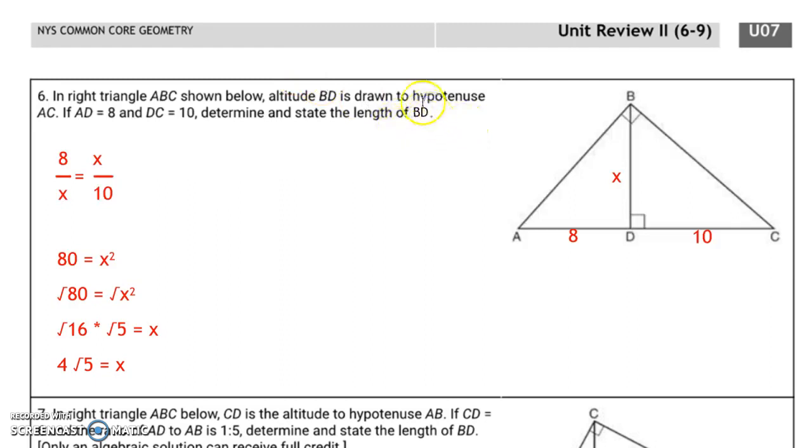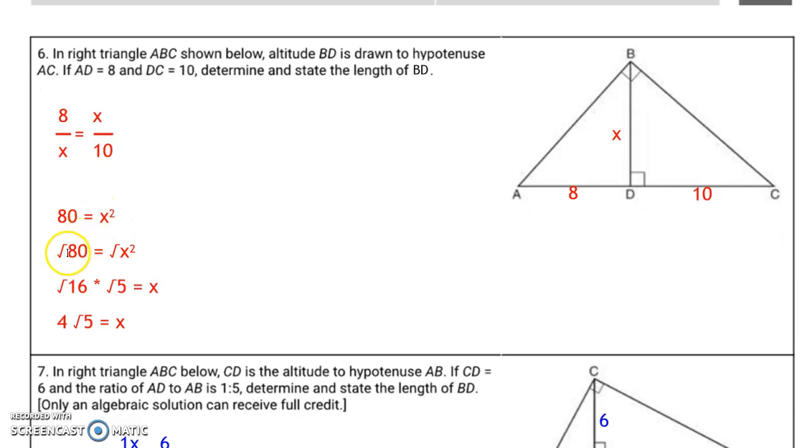This one was fairly straightforward. It gives us these two measures, and it asks us to find BD. So we set up the proportion with the altitude in its diagonal here. We cross multiply, and then we find we can't take the square root of 80 easily. But what we can do is break it into one perfect square, the largest perfect square that goes into 80, and also the leftovers. So 16 times 5, as you know, is 80. We also know that the square root of 16 is 4, and the square root of 5 we cannot do anything to, so we leave it like that.